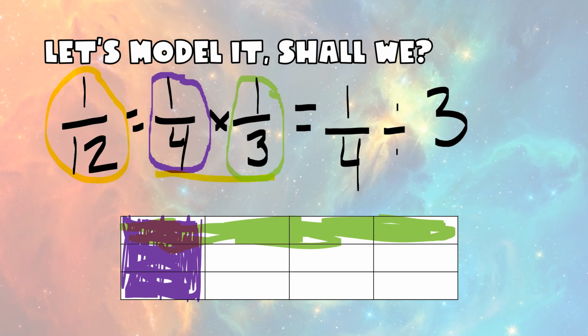The shape that's outlined with purple and green represents 1/12. You can see that because it's one of the small cubes out of a total of 12. So that is how you shade a fraction divided by a whole number, and you model it accordingly.